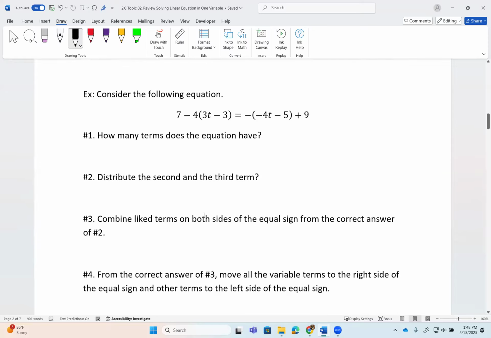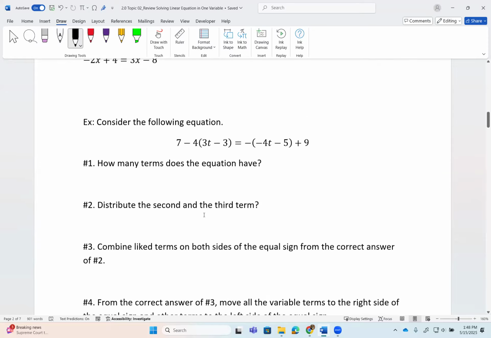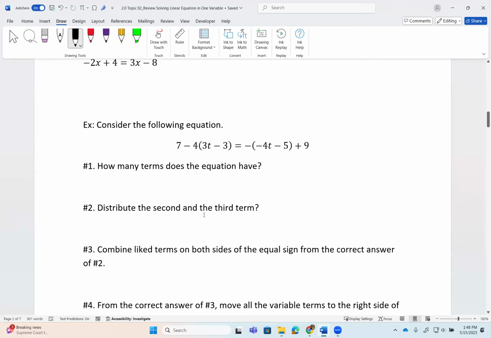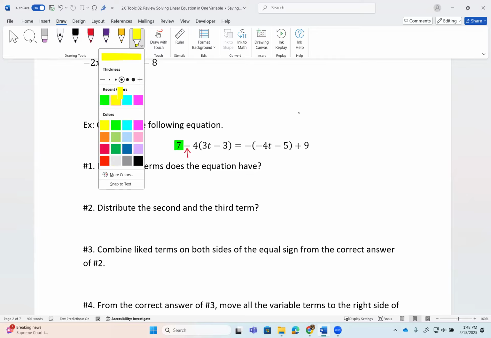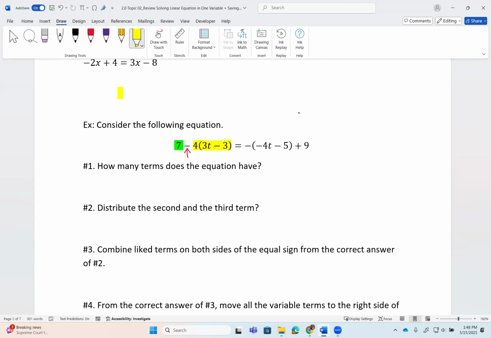So this problem is a little bit broken down. The first question asks how many terms this equation has. So, find your equal sign first. On the left side of the equal sign, look for addition and subtraction signs outside the parentheses. So there is a subtraction sign. In front of it must be one term. From the subtraction sign to the equal sign, that's one term. The subtraction sign goes with the term that follows behind it. So my second term is -4 times parenthesis 3t minus 3.